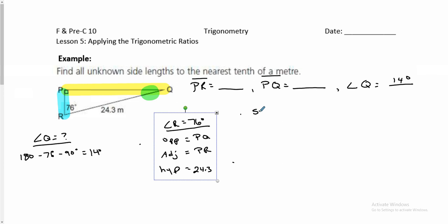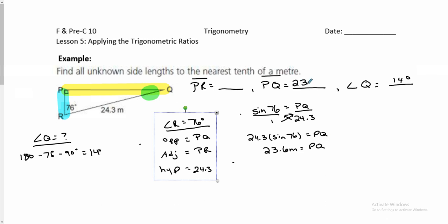So we're going to go sine of 76 is equal to PQ over 24.3. We're going to cross multiply by setting this over 1, drawing some arrows. So this gives us 24.3 times sine 76 is equal to PQ. We plug that into our calculator exactly as it looks. That gives us, to the nearest tenth of a meter, 23.6 meters is equal to PQ.